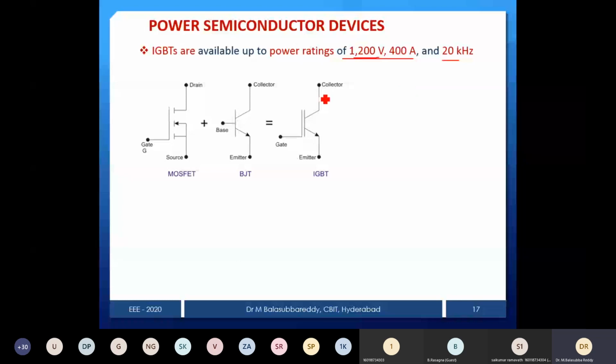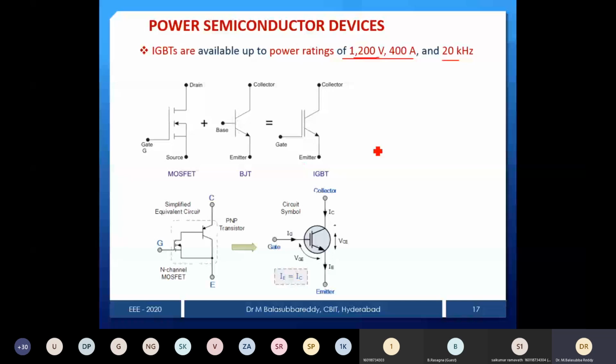Then you can see simply where you have to place the BJT and where the MOSFET is. You can observe the inside structure. The input side I consider as a MOSFET and the output side I connect as a transistor. By combining these two devices you get some terminals. The output side is connected as a transistor, that's why I pick a collector and emitter, and the input side is a MOSFET, which I consider as the gate. So by combining these two devices we form one new device, that is the insulated gate bipolar transistor.